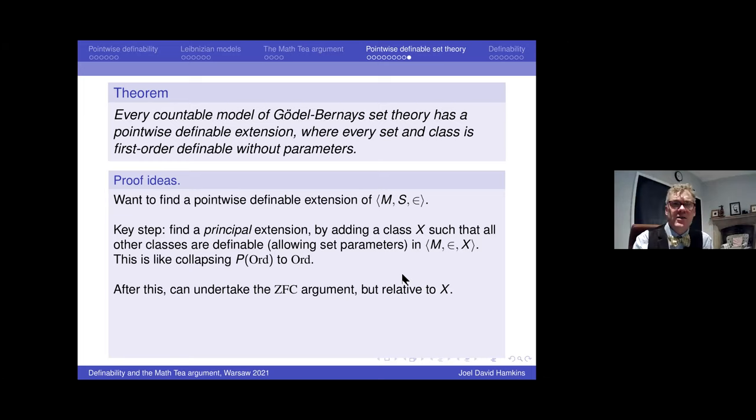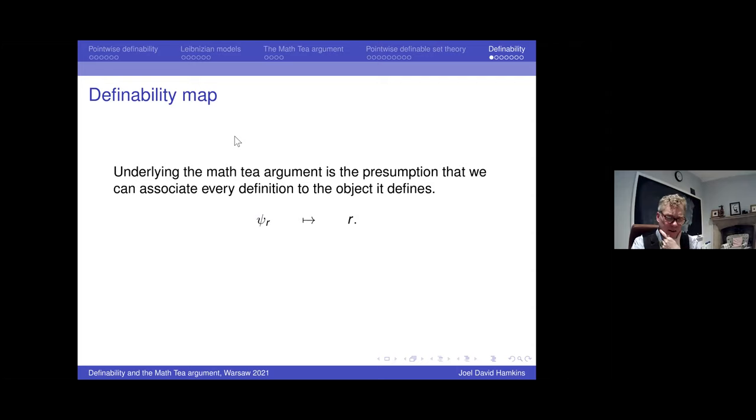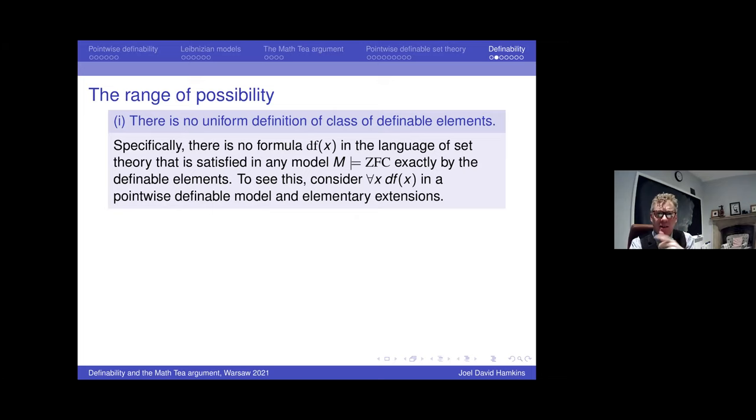Okay, so now I want to get away from the details of that technical argument and return to the Math T argument. Underlying the Math T argument is the presumption that we can associate every definition to the object it defines. It's a key part. And the point is that this isn't always true. So let me discuss the range of possibilities that can happen. And this is related to Roman's question earlier.